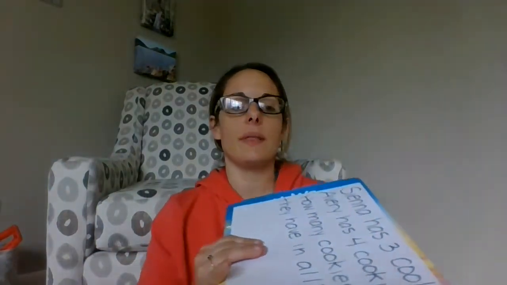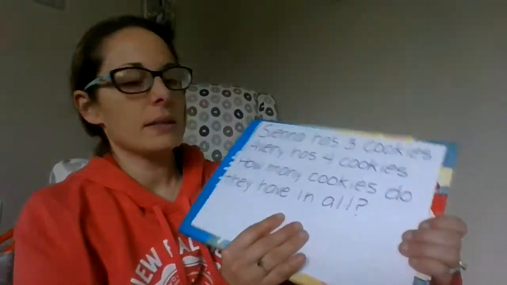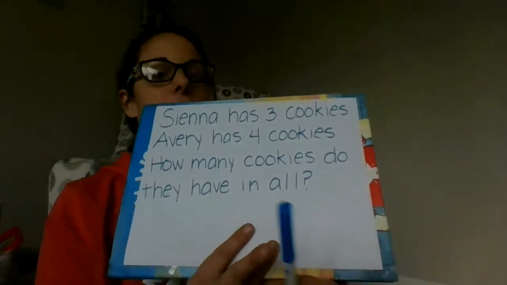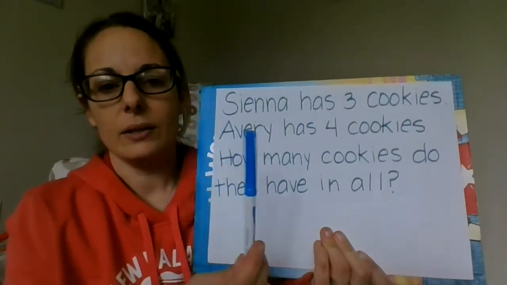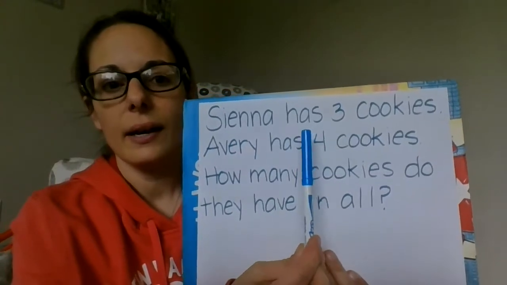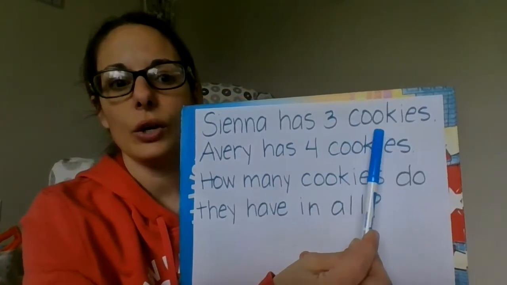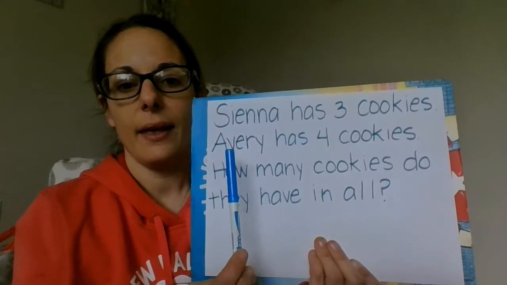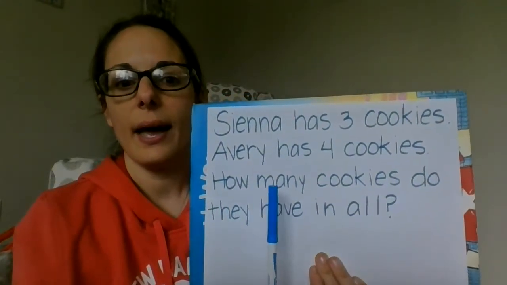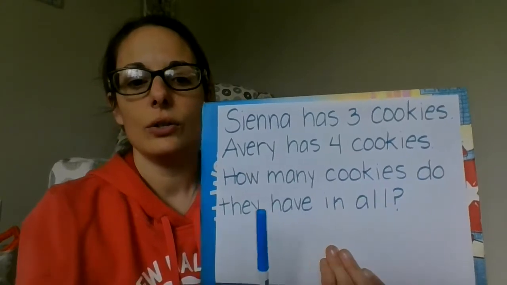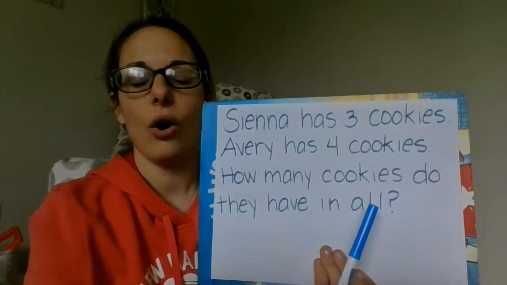Anyway, like I said, I have a math problem for you today, so let's get started on that. I'm going to hold it up so you can take a minute. I'll read it with you. This is the math problem. Let me get my marker. Today it's about cookies. So let's get started. Sienna has 3 cookies. Avery has 4 cookies. How many cookies do they have in all?